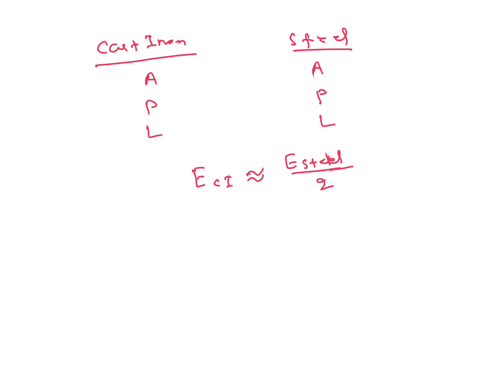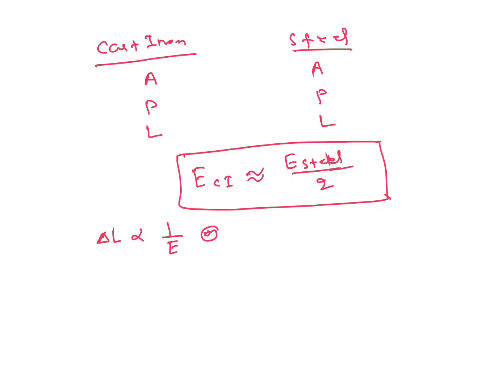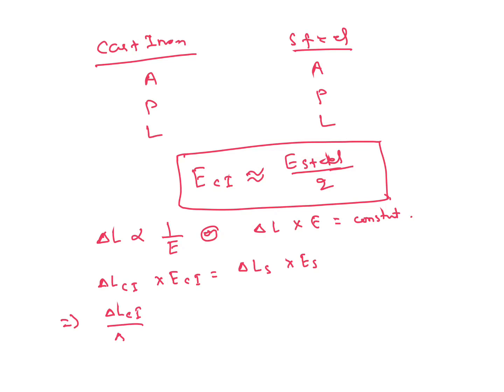So we will use this one. Del L into E equal to constant. So del L cast iron into E cast iron equal to del L steel into E of steel. Del L cast iron by del L steel equal to E of steel by E cast iron equal to, it's 2 times E of cast iron, finally 2.